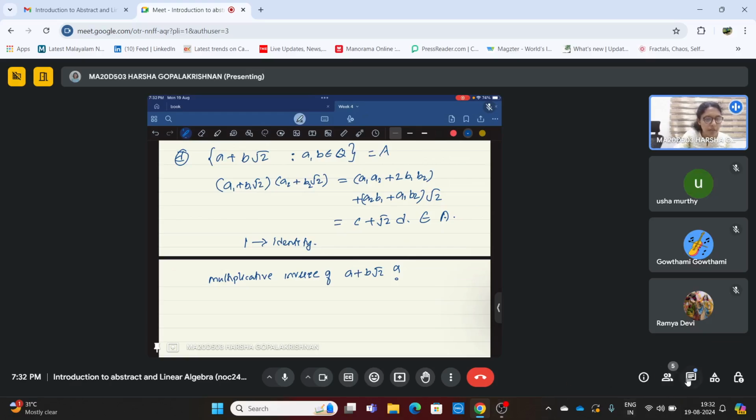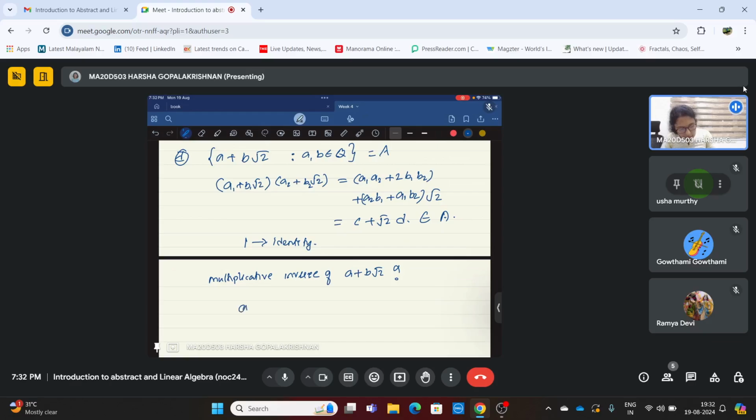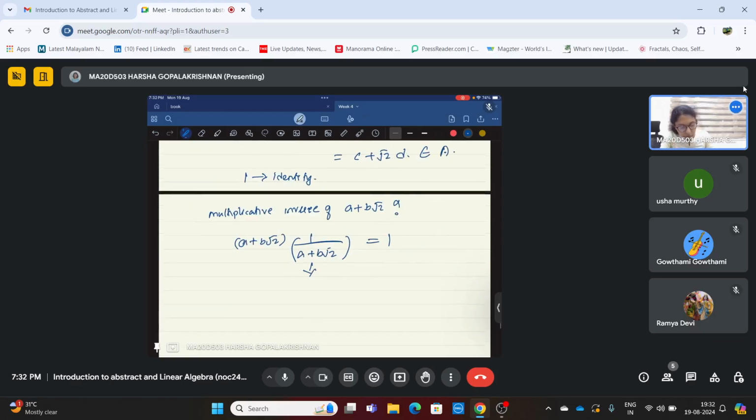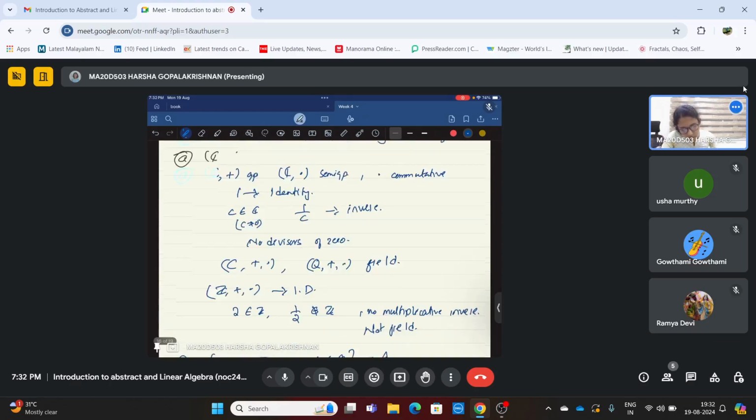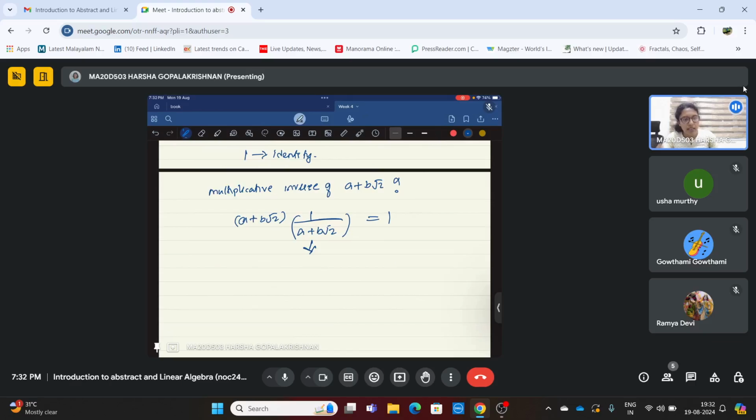It is 1 by a plus b root 2, right? Okay, so a plus b root 2 into 1 by a plus b root 2 equal to 1. So the possible multiplicative inverse is this element. If the multiplicative inverse exists, it should be in the given set or given field itself, since the question is for a field.